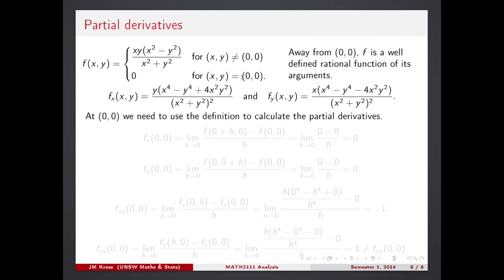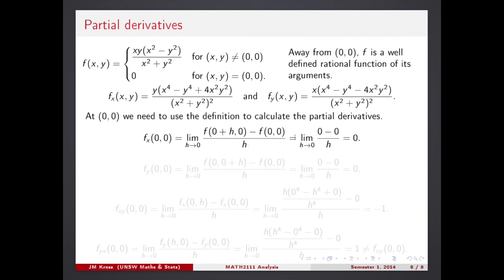Now, at the point (0,0), the first order derivative requires computation by definition. We have to take the limit of this type. If we compute fx at (0,0), you have to increment the first variable, subtract the value of the function at the origin, and divide by the amount of increment. There is no other way to find the partial derivative at the origin for this function.